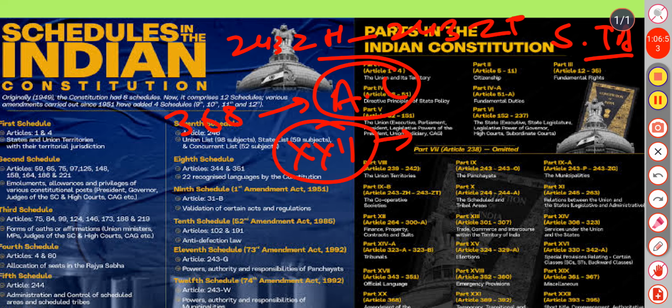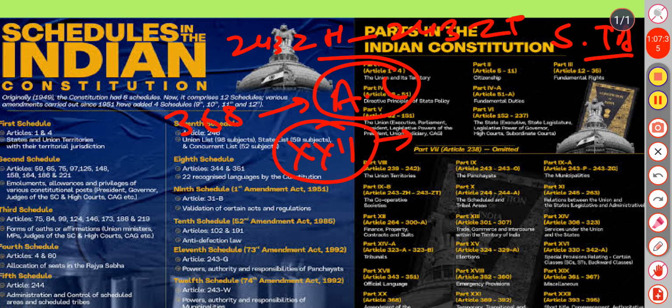So part D, salary and emoluments of the judges of the Supreme Court and High Court, right? And part E, salary and emoluments of the Comptroller and Auditor General of India. Now third schedule, forms of oath and affirmation of members of legislature, ministers and judges. Now fourth schedule, allocation of seats to states and union territories in Rajya Sabha. Now fifth schedule, administration and control of scheduled areas and scheduled tribes.